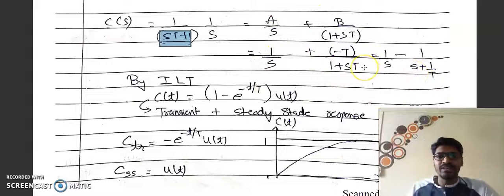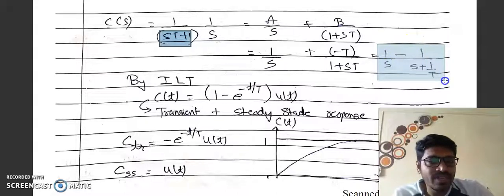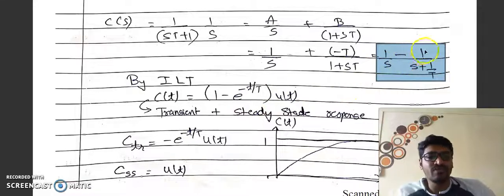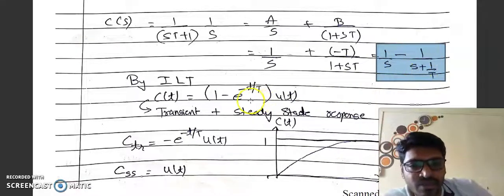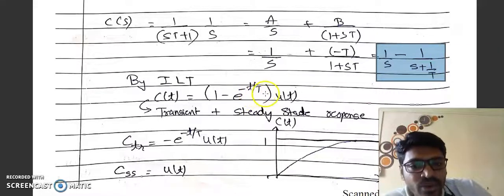Okay, and then this will be 1 by s minus t by 1 plus st. So we need to find the inverse Laplace transform of this. Now what is the inverse Laplace transform of 1 by s? We know the inverse Laplace transform of 1 by s is u of t, and the inverse Laplace transform of 1 upon s plus 1 by T is e raised to minus t by capital T into u of t.